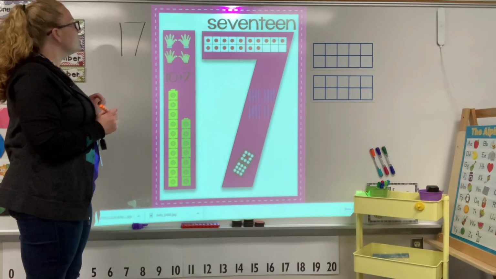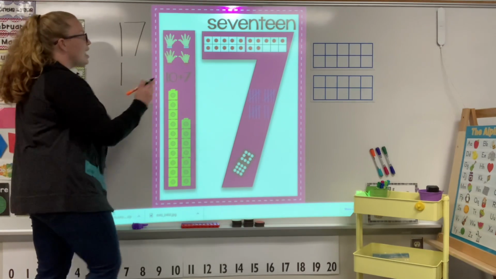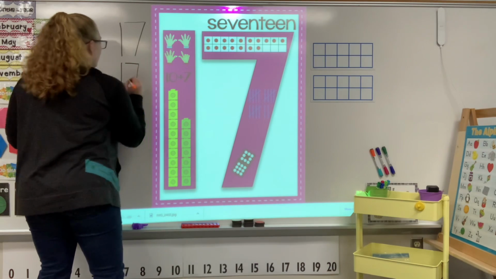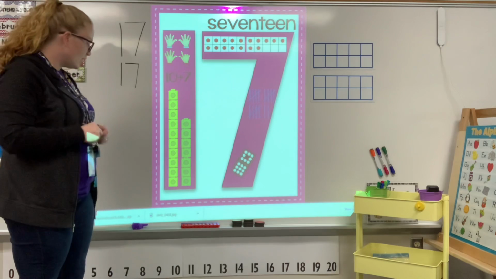All right, let's do it one more time. I'm going to write my number 1, and then I need to write my number 7. That's how I write my number 17.